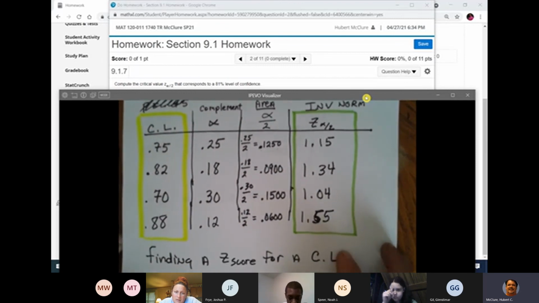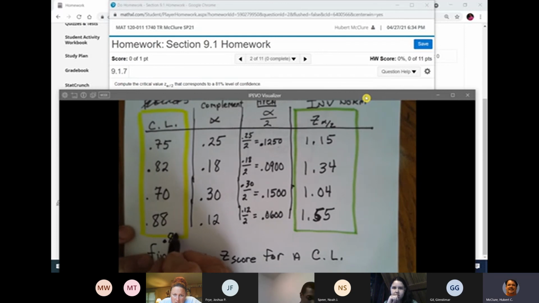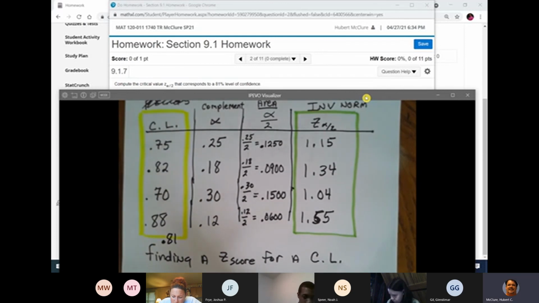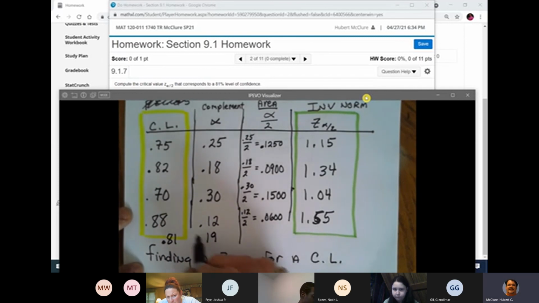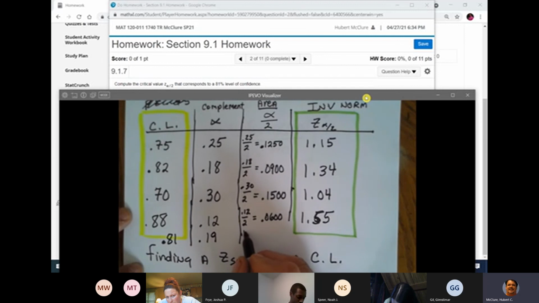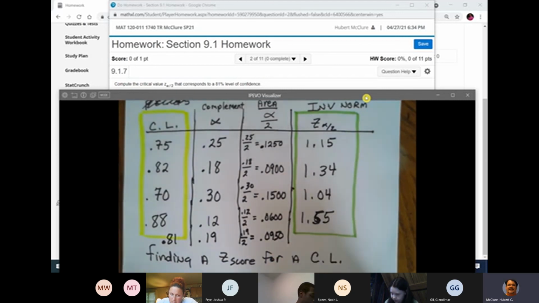So I'm just going to add 0.81 down here. 0.81. Somebody give me the complement of 0.81. 0.19. And what is 0.19 divided by 2? 0.095. 0.0950. And somebody do the inverse norm of 0.0950.